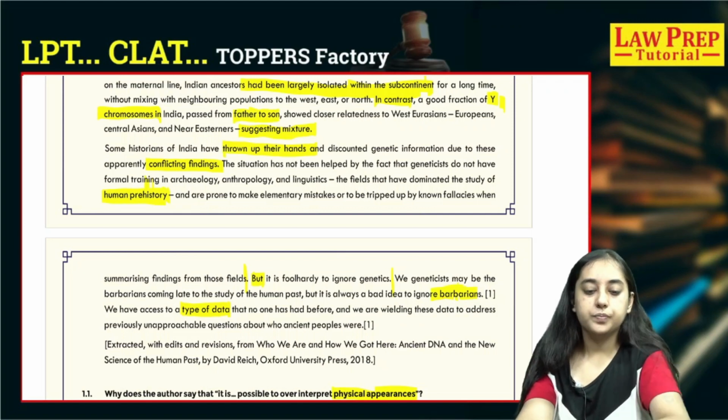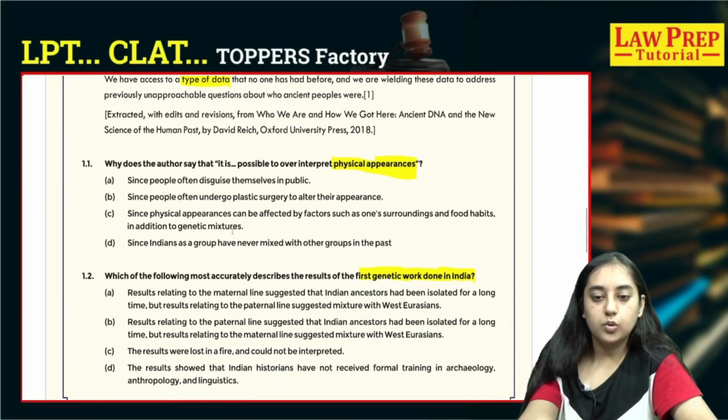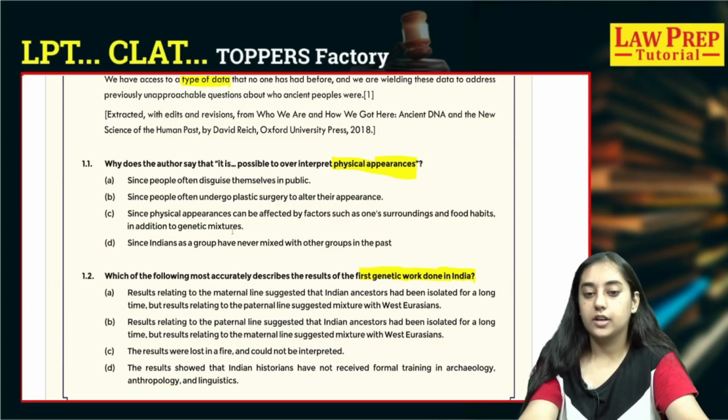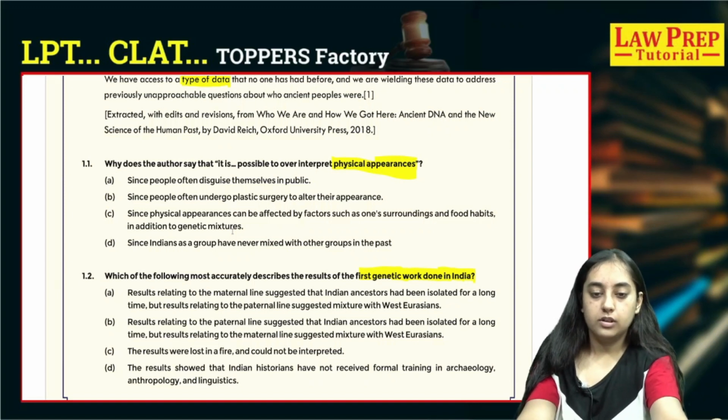Now we'll move on to the questions. Why does the author say it is possible to overinterpret physical appearances? If you remember, in the first paragraph, the author is talking about physical appearances, that India has very diverse physical appearances, and that is because of the genetic mixture. But in the last sentence, where the author says that it is possible to overinterpret physical appearances, why? He's introducing two new factors, that the physical appearances are also affected by the environment and diet.